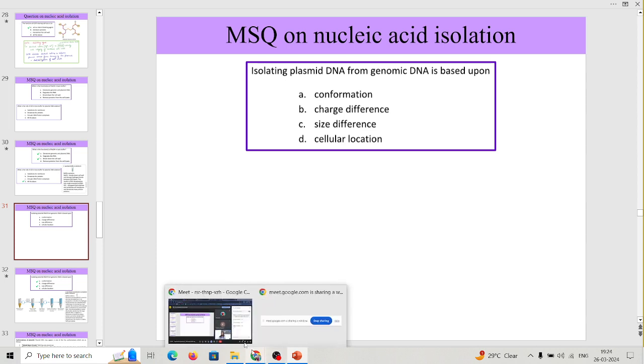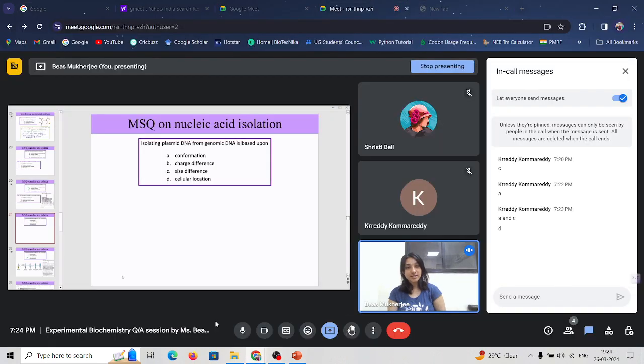So we have studied about this isolation of plasmid DNA, and we know that plasmid DNA is isolated from genomic DNA using a specific principle, a characteristic of the plasmid DNA that differentiates it from the genomic DNA. So what is that? Okay, so you're saying it's conformation and it is size difference.